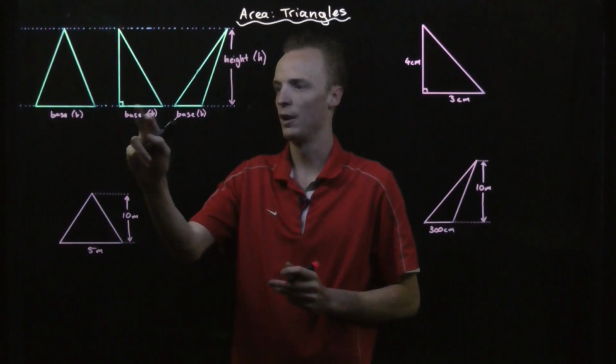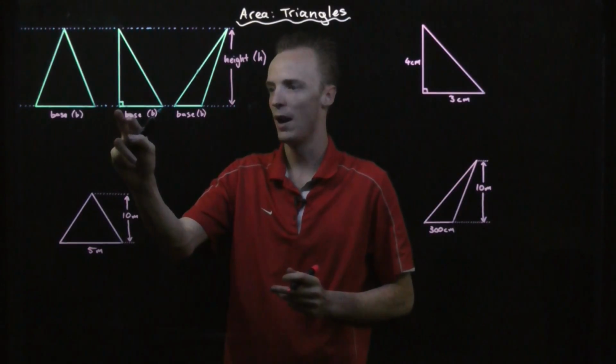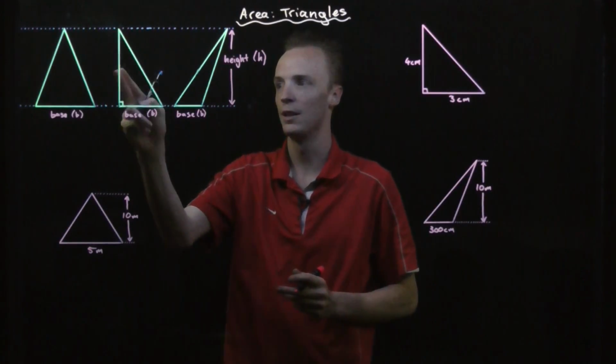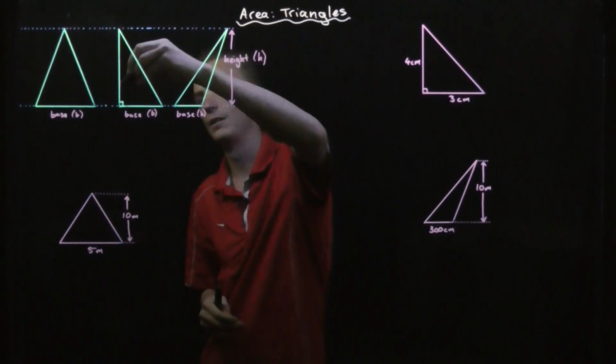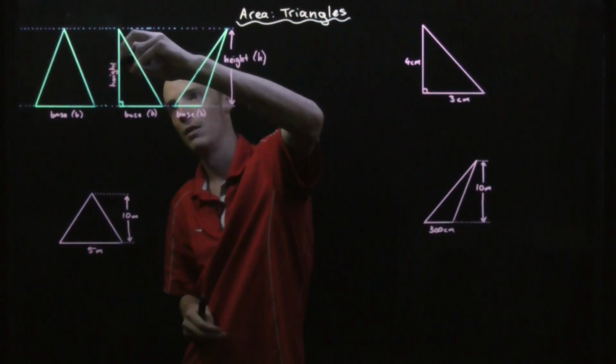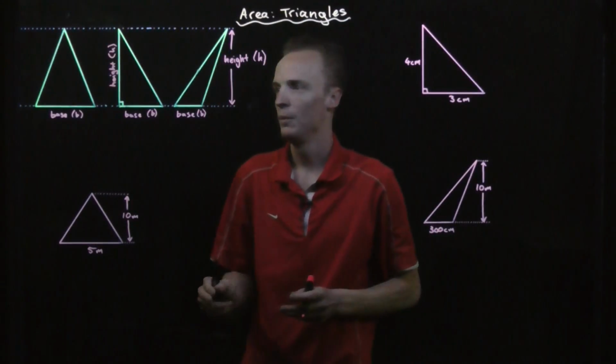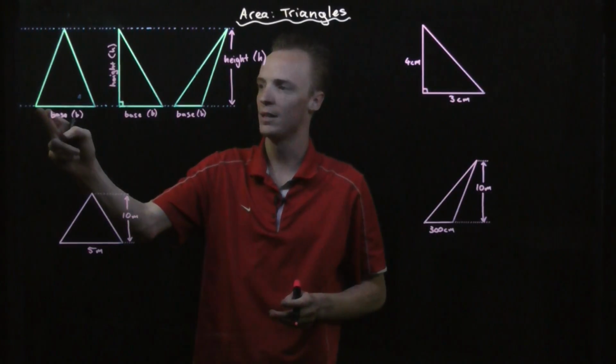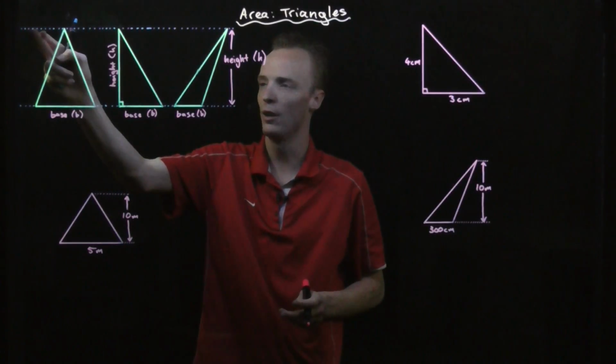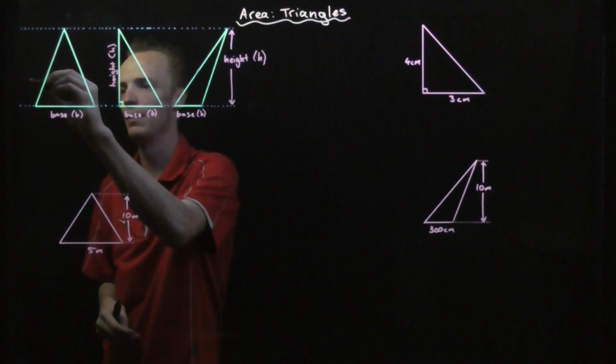In the right angle triangle over here, we've got this right angle relative to the base already. So the height is actually the length of this side. And with this triangle over here, the height has to be at right angles to the base to the highest point. So the height's just in here.